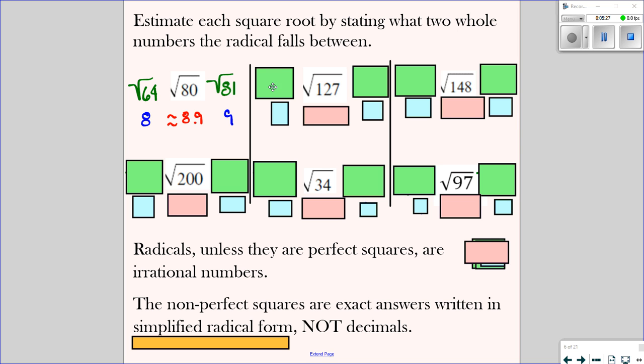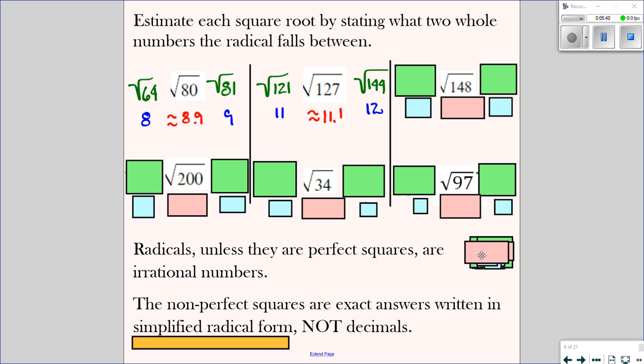It falls between the square root of 121 and 144. So that will give you 11, and that will give you 12. And since 127 is closer to 121, so let's say 11.1 or 2 in that case.